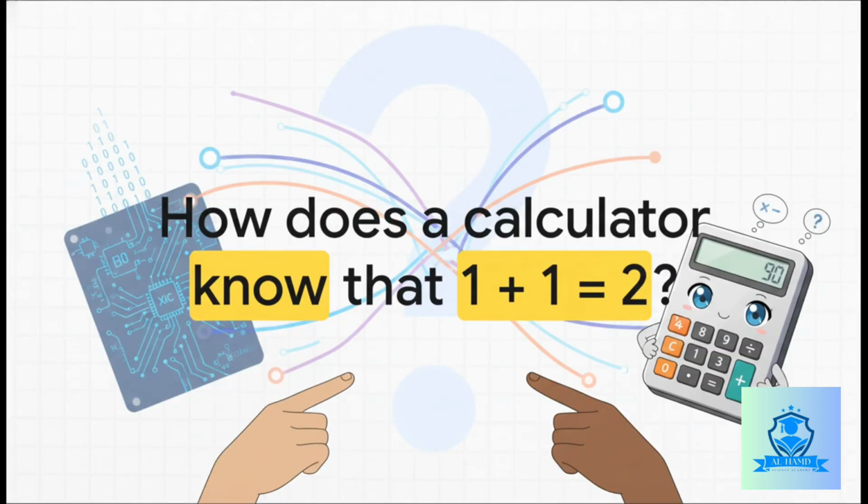Let's just start with a really simple question, one you've probably thought about before. How does a calculator, a little piece of plastic and silicon, know that 1 plus 1 equals 2? It doesn't have a brain, right? Well, the answer is actually surprisingly simple, and it is the key to, well, everything.